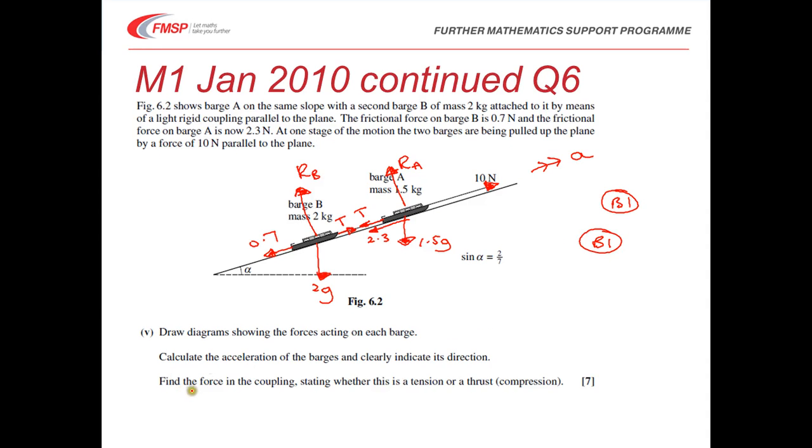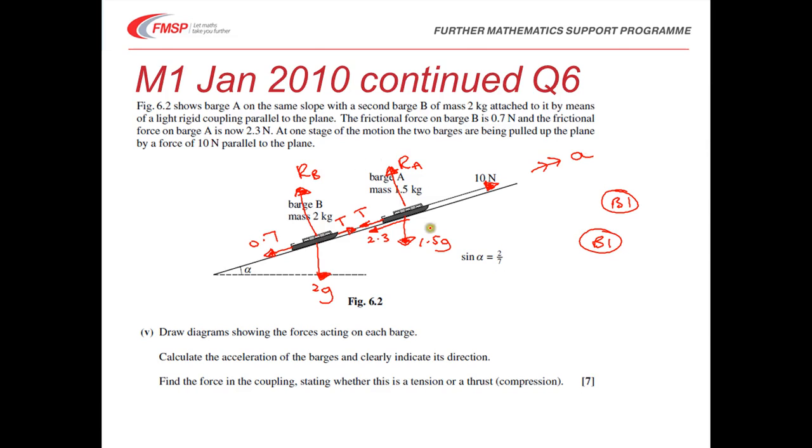Let's have a look at the final part of this question. We have to find the force in the coupling and state whether it's a tension or a thrust. So I'm going to look just at one of the particles, particle B. Now we know that the acceleration is down the plane rather than up the plane, so when I do my resolving, I'll do it down the plane because that's the correct direction.